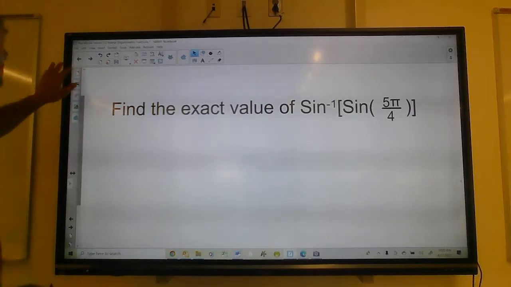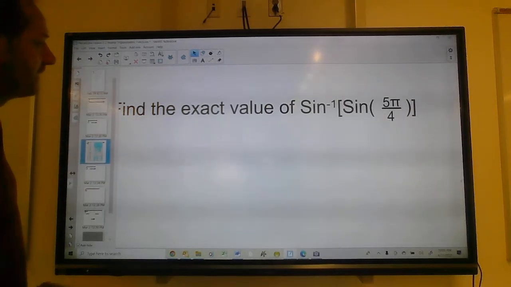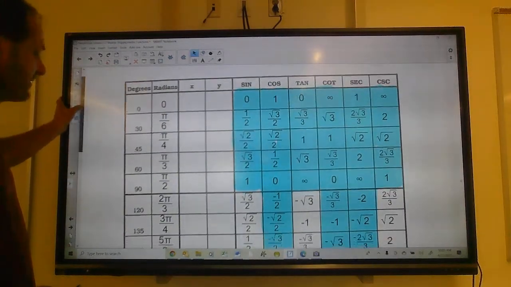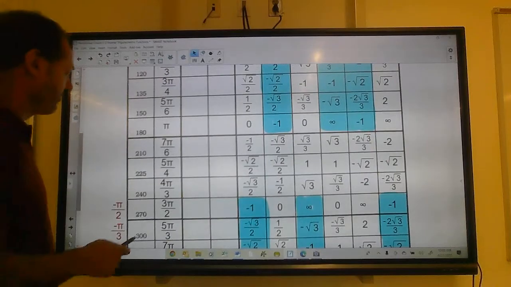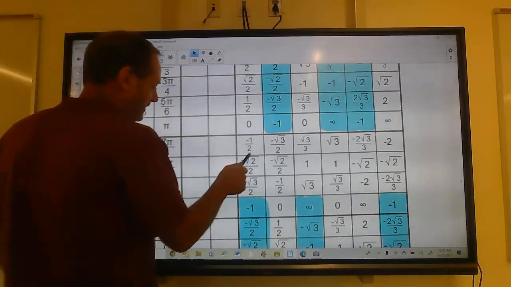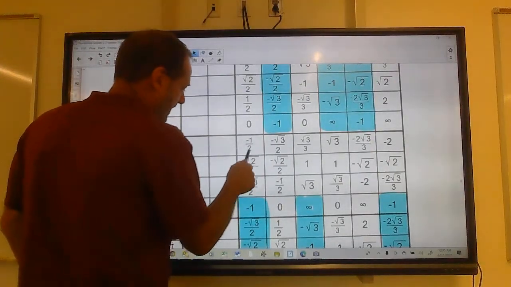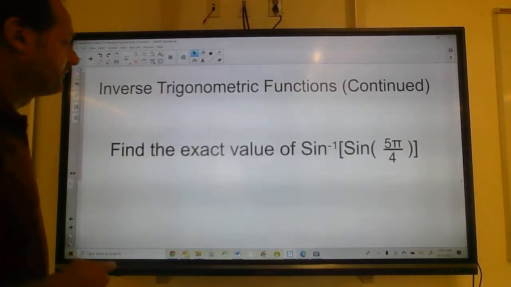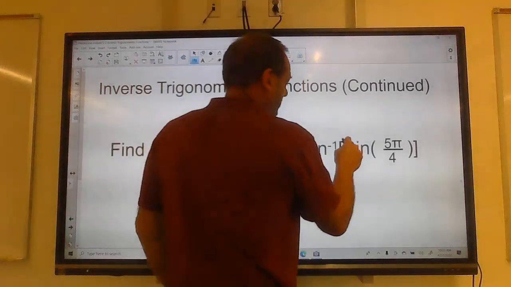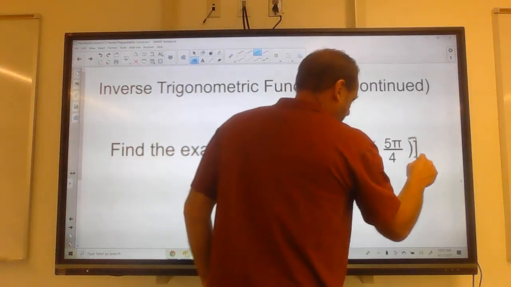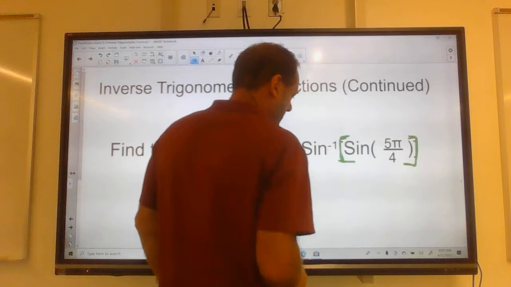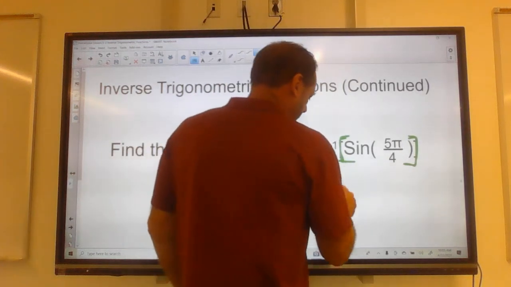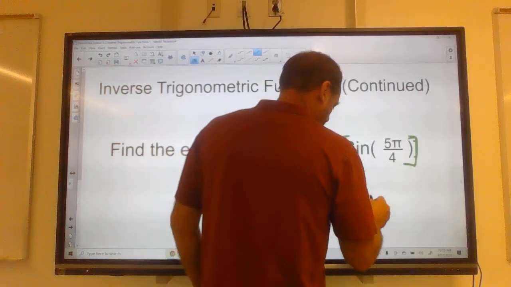So we better go look at a trig chart, which I've got right here. It said find the arc sine of the sine. So we're going to go to 5 pi over 4, and we're going to take the sine. That's going to take us right here to negative square root of 2 over 2. So we're going to do this part first. The sine of 5 pi over 4 is negative square root of 2 over 2.